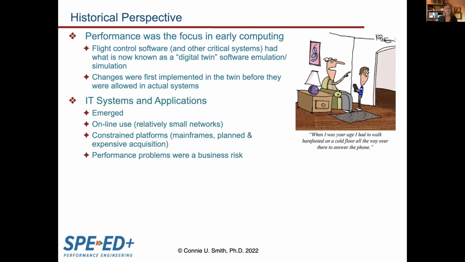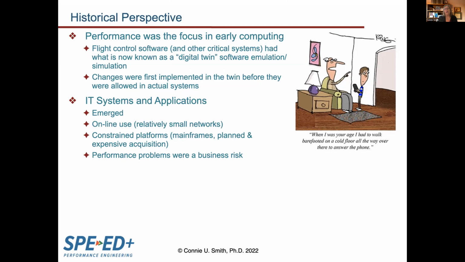And then IT systems and applications emerged. And we thought they were fairly large systems. We thought we had a lot of users. However, we thought a large network of users was about 100 people. But they were running on constrained platforms. They were running on mainframes, rarely with more than one processor. And the time it took to get a new mainframe was quite long. And so you had to make sure that your software would fit on those systems.